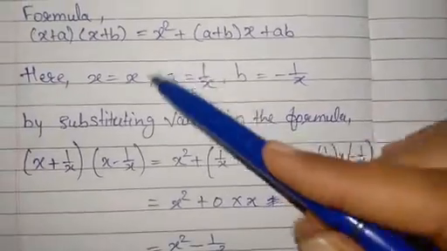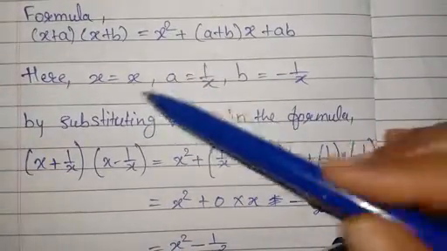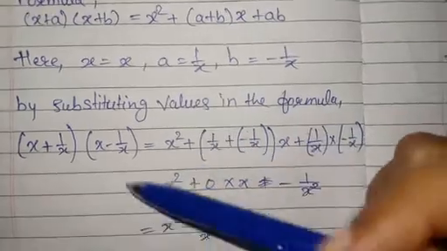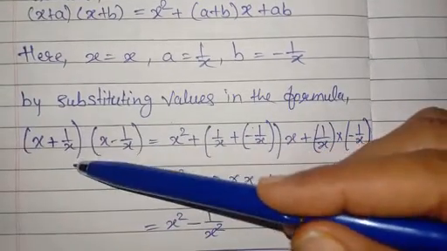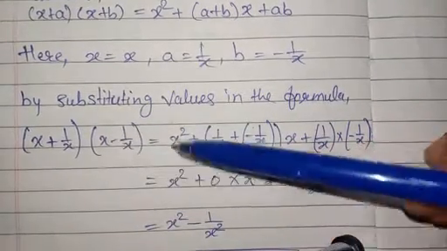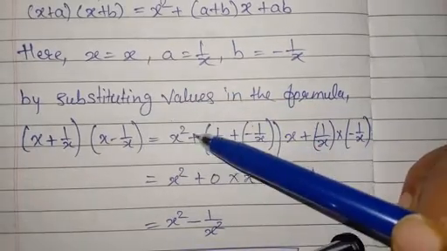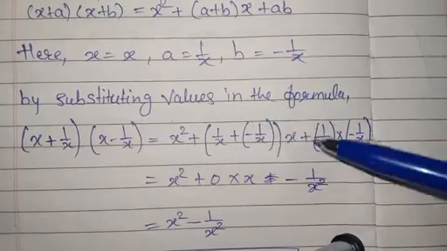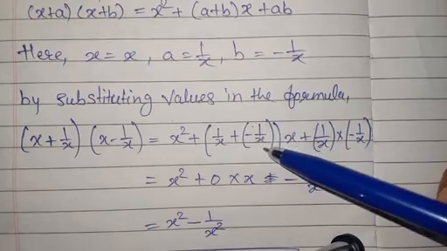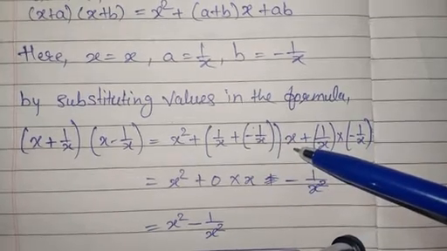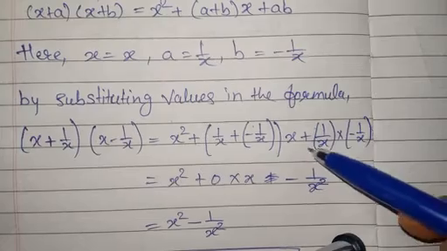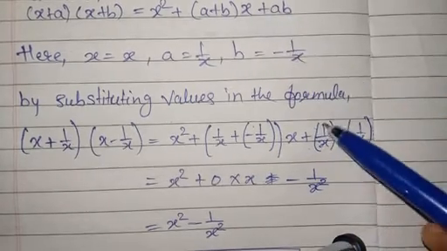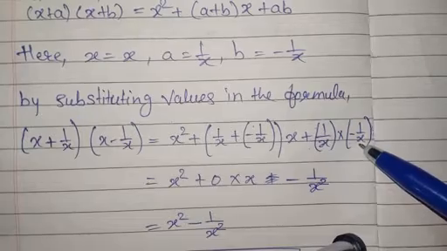We'll write formula in first step, then we'll write down values, then by substituting values in the formula, we'll get x plus 1 upon x into x minus 1 upon x is equal to x square plus 1 upon x plus minus 1 upon x into x, that is a plus b into x, right? Plus ab. Last term is what? In the formula, last term is ab. So 1 upon x into minus 1 upon x.